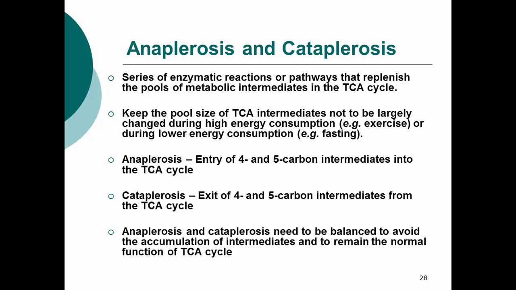And these two processes have different definitions. Anaplerosis means adding intermediates into the cycle, right? To not allow the depletion of the intermediates in the TCA cycle. And cataplerosis means that some of the intermediates can leave the TCA cycle and go to different pathways. So again, anaplerosis and cataplerosis need to be balanced, and the purpose of this process is to maintain the normal function of the TCA cycle, right? To keep the TCA cycle running.